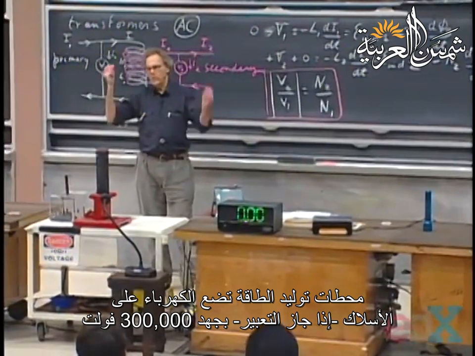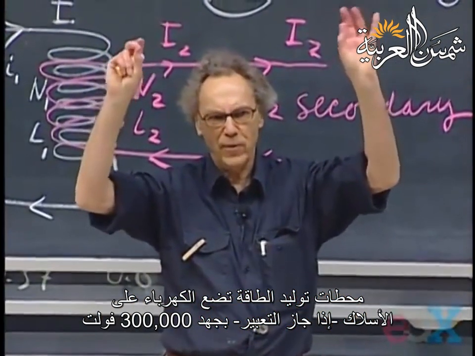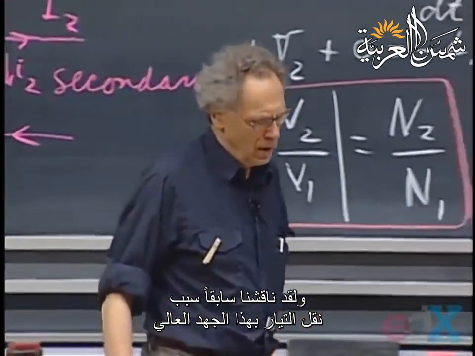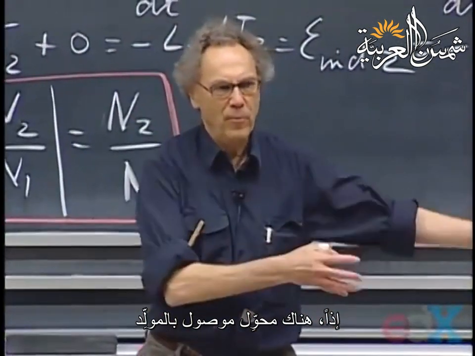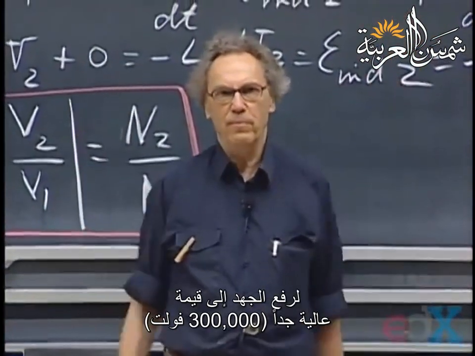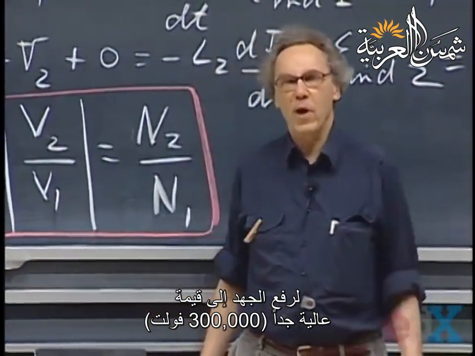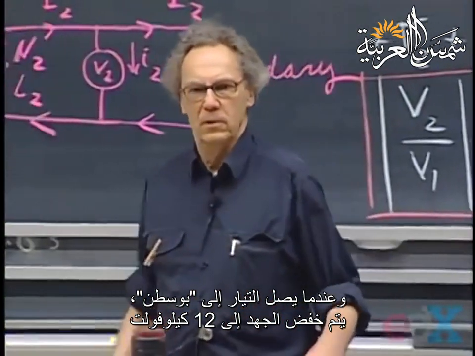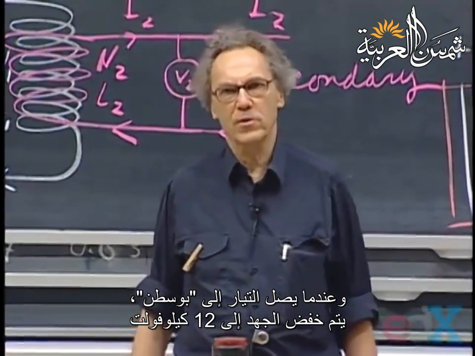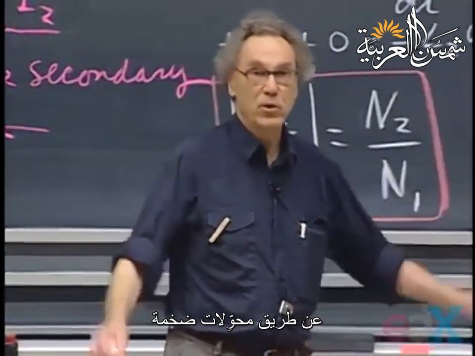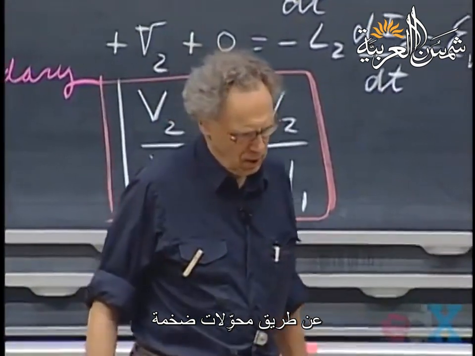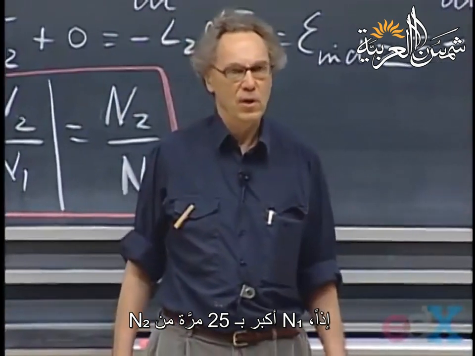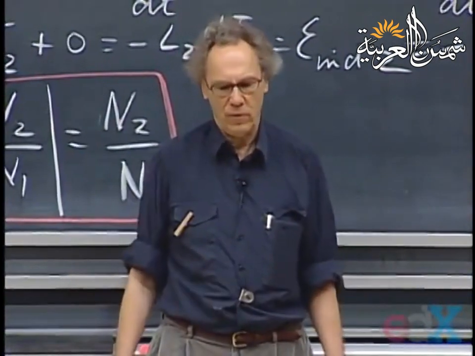The power station puts the electricity, so to speak, on the line at 300,000 volts. We discussed that earlier, why they do that at such high voltage. So they have a transformer from their generator to transform the potential up to a very high value, to 300,000 volts. When it arrives at Boston, it is stepped down to 12 kilovolts. And so there are transformers, which you see, huge transformers, which have a ratio N1 over N2 of 25. So N1 is 25 times larger than N2, so I step it down to 12 kilovolts.